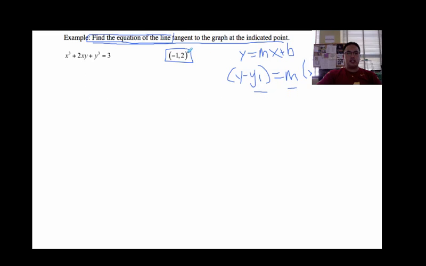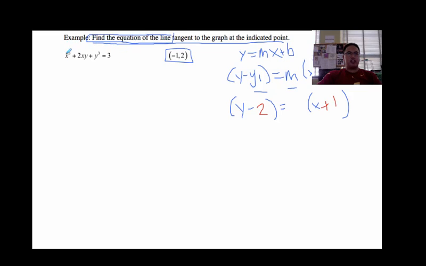Looking at what's given to me, y1 is 2, so I could put 2 there. And x1 is negative 1, so I could do a minus negative 1, or a plus 1 here. Okay. So can you guess, when we're finding the equation of the line, x and y stay there. I'm missing just one more piece for my point-slope form. Do you know what it is? Yeah, m, slope. So I need to find the slope of this line at negative 1, 2.